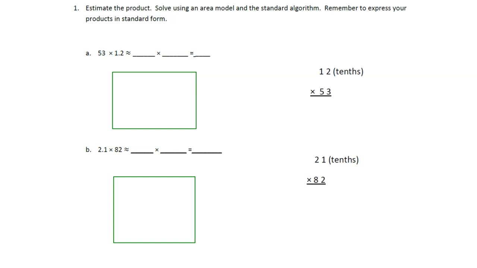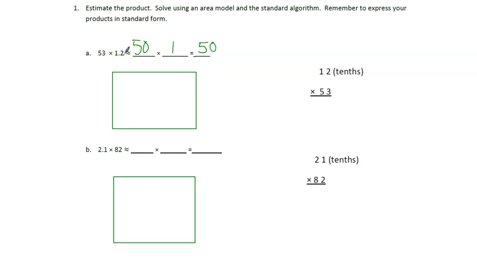So, number one here asks us to estimate the product. That's the first thing we're going to do. Then we're going to solve using an area model and the standard algorithm. And it says, remember to express your products in standard form. So let's go ahead and take a look here at number 1A. So we have 53 times 1 and 2 tenths. So we know that 53 is around 50, and 1 and 2 tenths is around 1. So when we multiply this, it should be somewhere around 50.